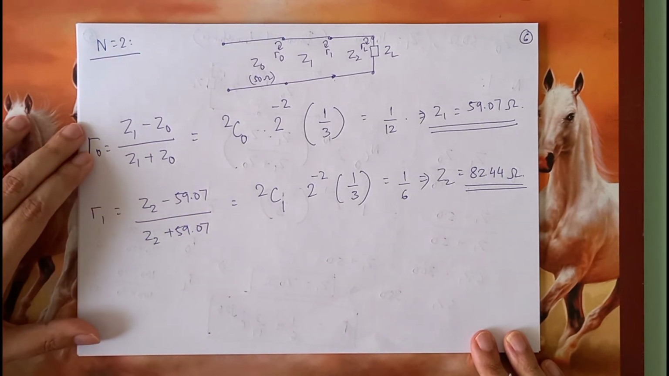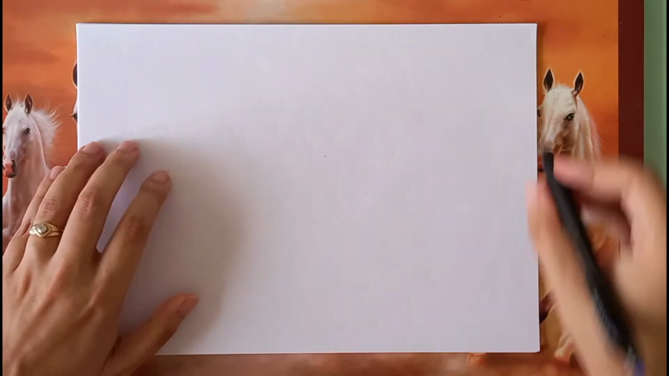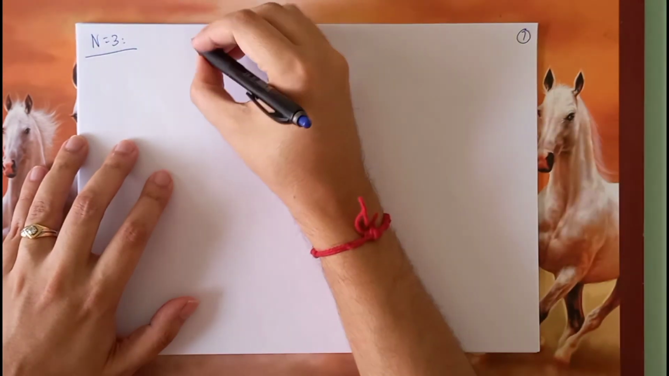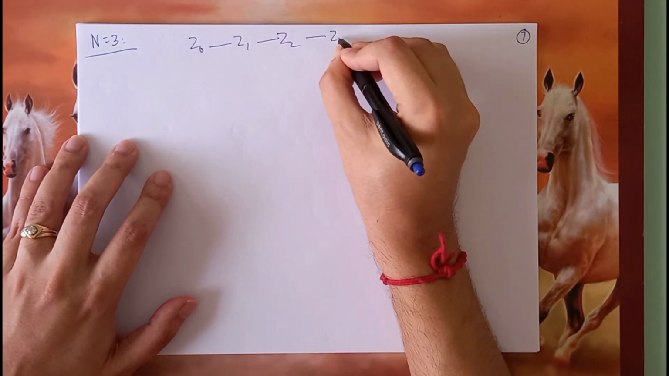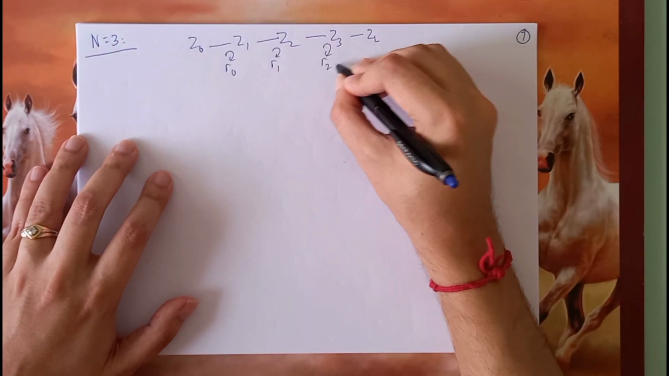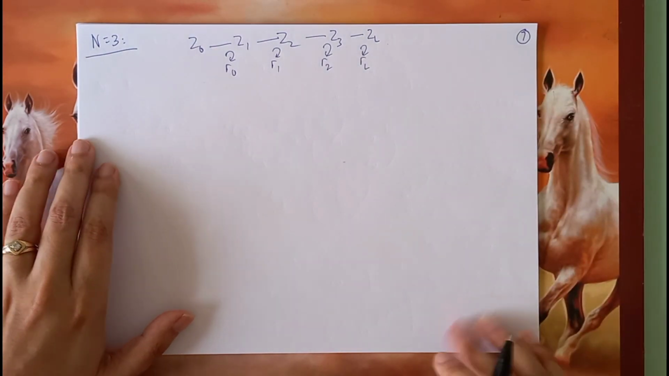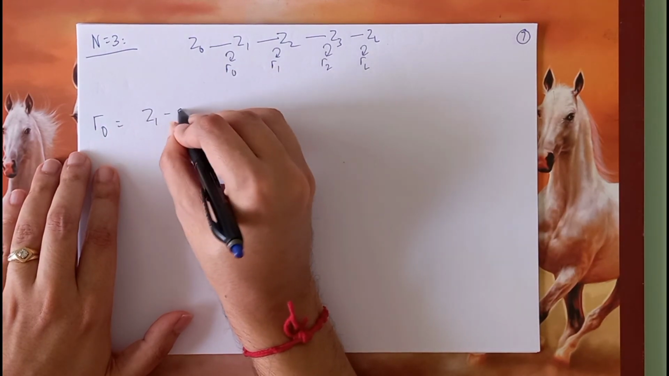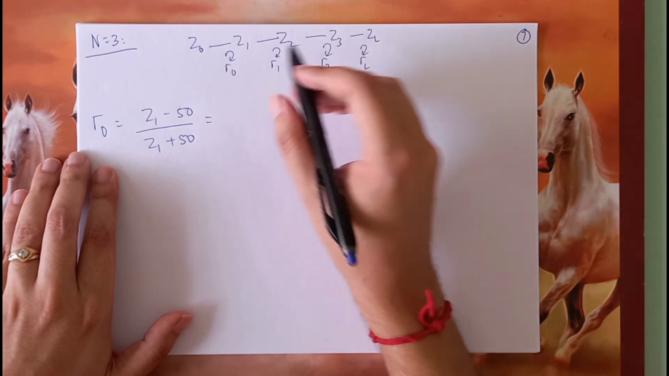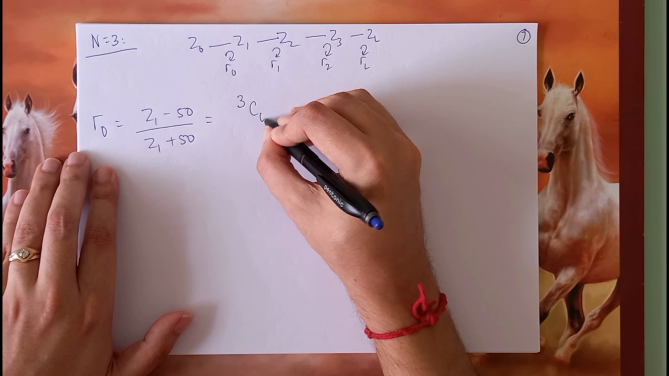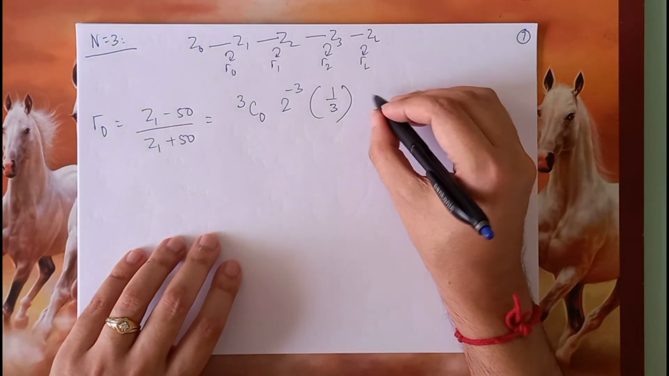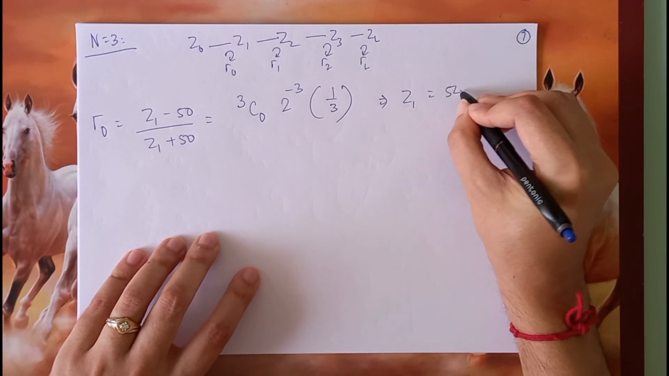Now let's take one last case where n is equal to 3. So for n equal to 3, I will not draw the diagram this time. We will have Z0 followed by Z1 followed by Z2 followed by Z3 and then ZL. So again here we will have gamma 0, gamma 1, gamma 2 and finally gamma L. So then again let's start by calculating gamma 0, which is Z1 minus 50 divided by Z1 plus 50, and that is equal to, now n becomes 3, so 3C0 times 2 raised to minus 3 times 1 by 3. So from here you can get the value of Z1. When I calculated it, it came out to be somewhere around 54.34 ohms.